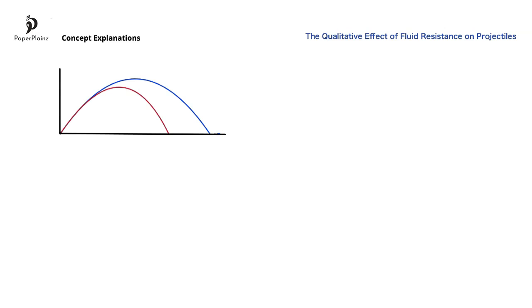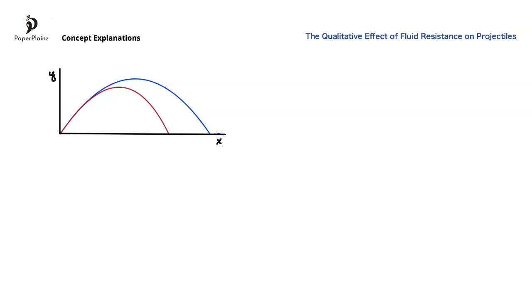Imagine that a projectile, for example a small stone, is launched at an angle to the ground in vacuum. Then the same projectile is launched at the same angle to the ground with the same initial velocity, but this time in air or in another fluid. Here is how the two trajectories look. We'll denote the horizontal position as x and the vertical position as y.